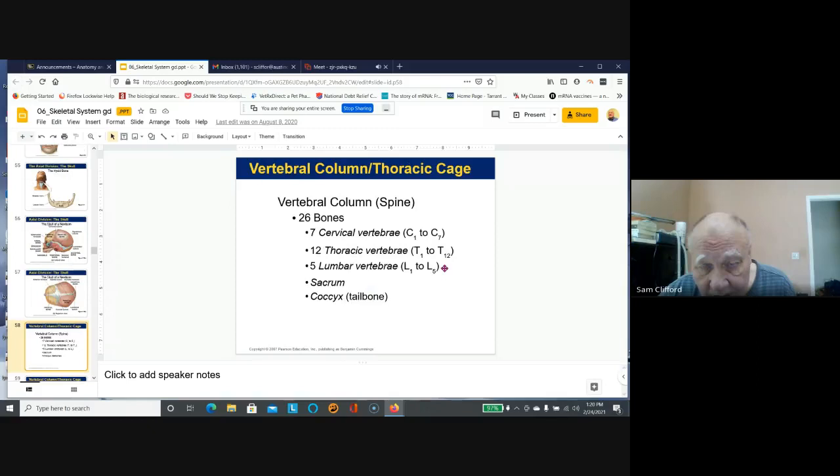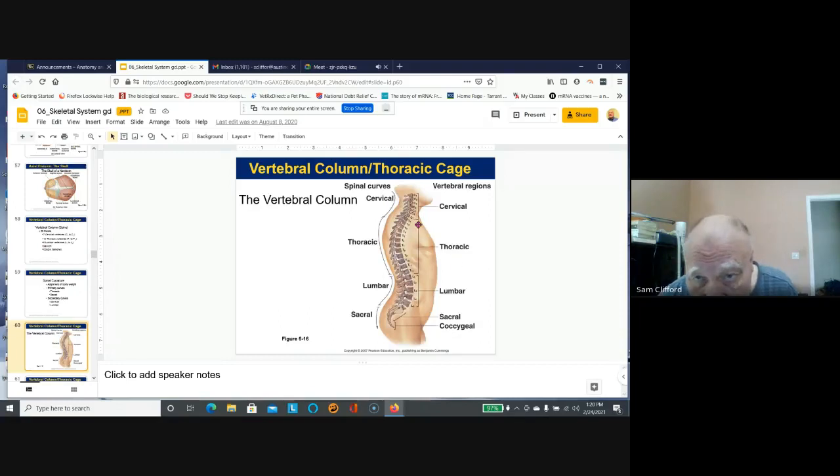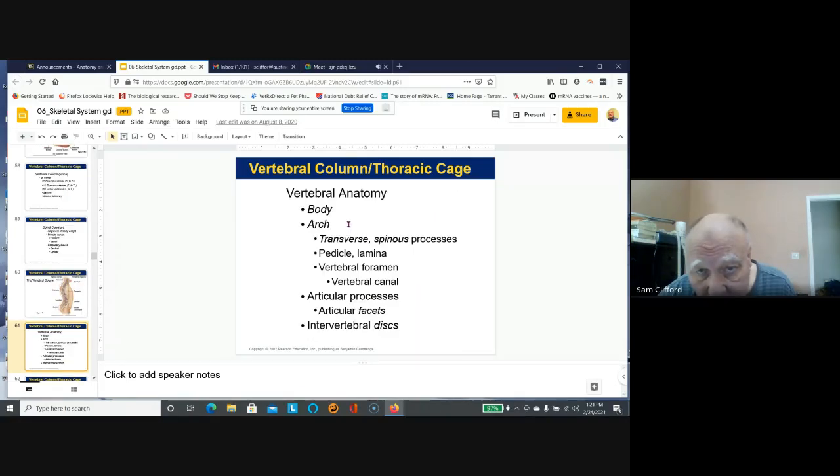So we'll skip through that. Then we have the bones of the vertebrae of the column, the spine. We won't worry about the curves. But you should know the cervical, thoracic, lumbar, and sacral parts of the spine. You should be able to recognize parts of the disc, parts of the thoracic cage.